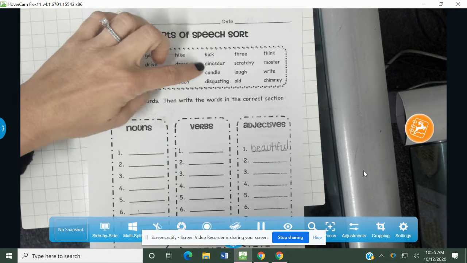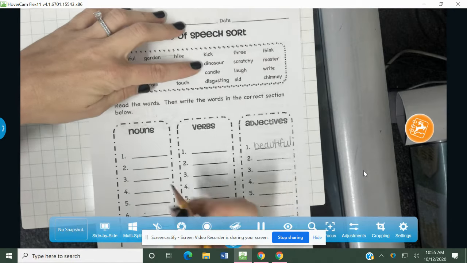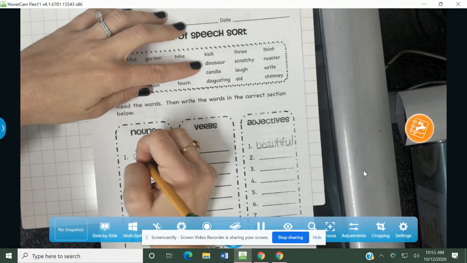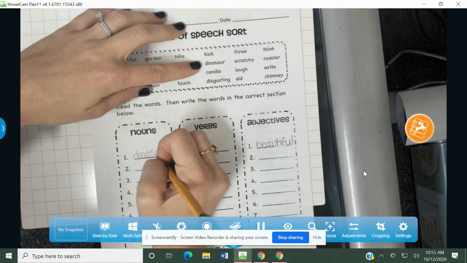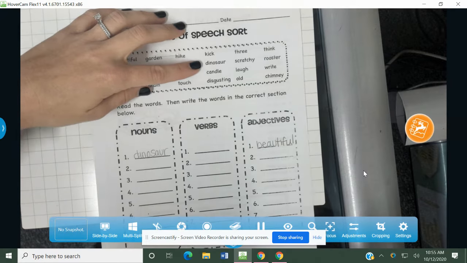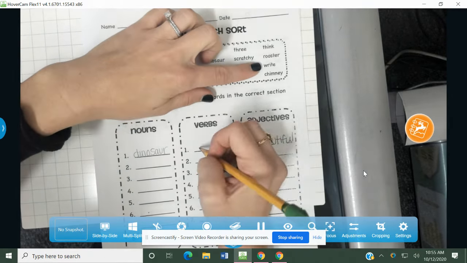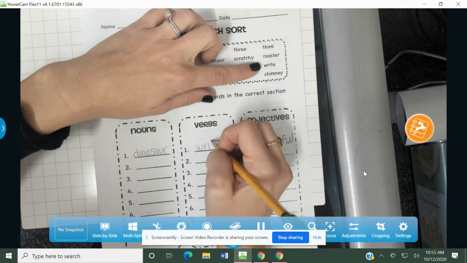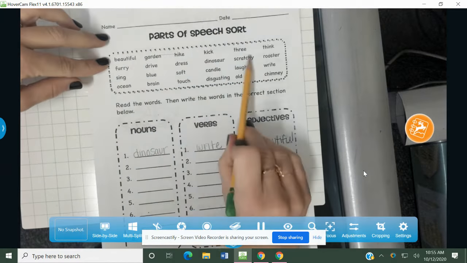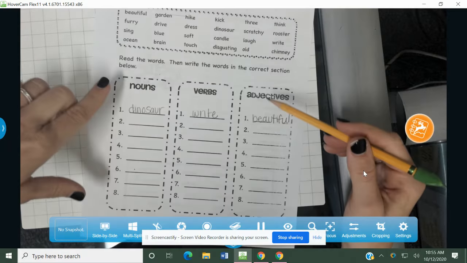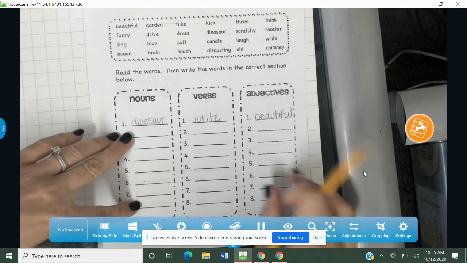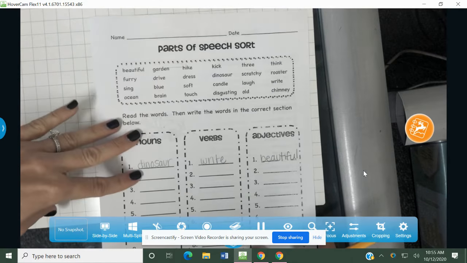Let's do another one. Dinosaur. Dinosaur is a thing, so that would be a noun. Dinosaur would go here. A verb is something you're doing. So, write. Write is an action word, so that's a verb, and that would go here. You need to go through and do all of the words and fill them out correctly of where they belong. That's how you do this side if you want to do this side.